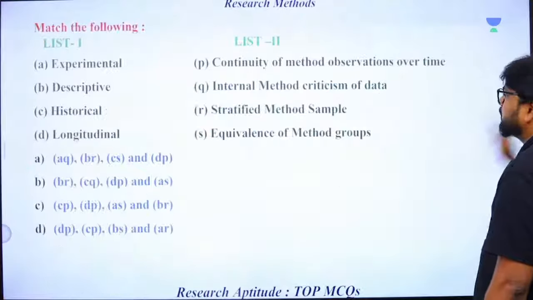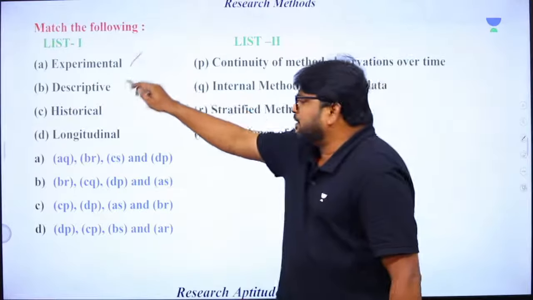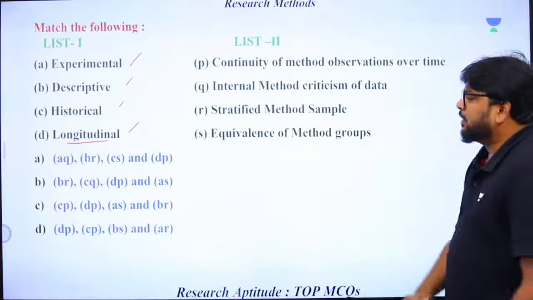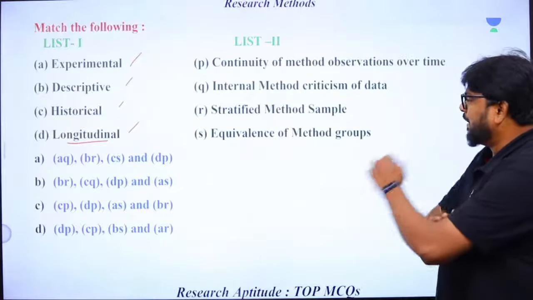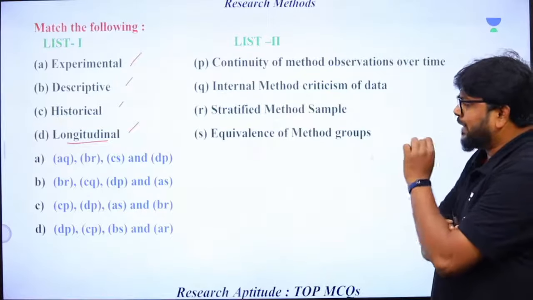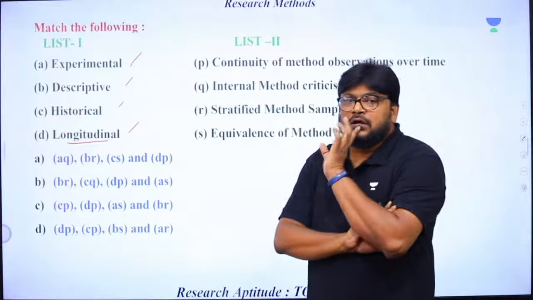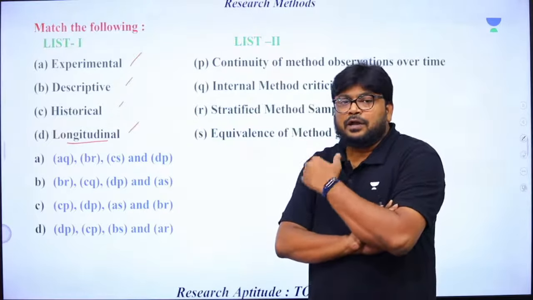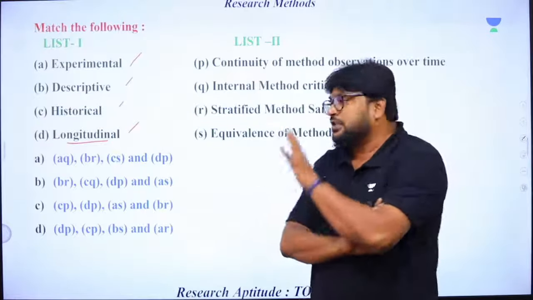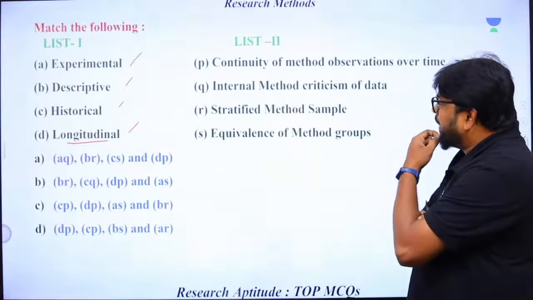Next question. We have one more, match the following, where you can see experimental, descriptive, historical, longitudinal. So you can see very clearly, one is experimental, one is descriptive, one is historical, and one is longitudinal. The number of times you are collecting information depends upon which research design, cross-sectional research design or longitudinal research design. That's very important.